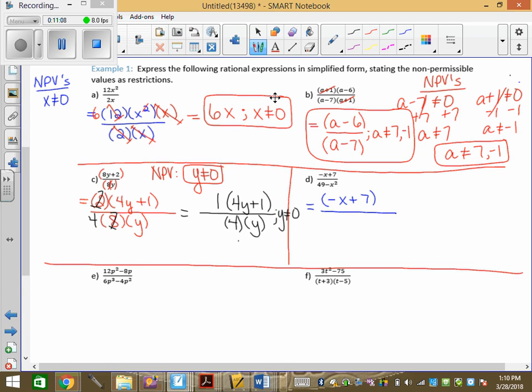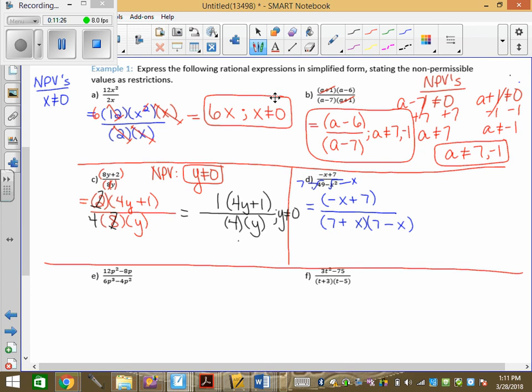Square root of 49 is 7. So that's going to go in the front of my bracket. Square root of x squared is x. So that's going to go at the back of my bracket. And what signs do I need? Plus and minus.